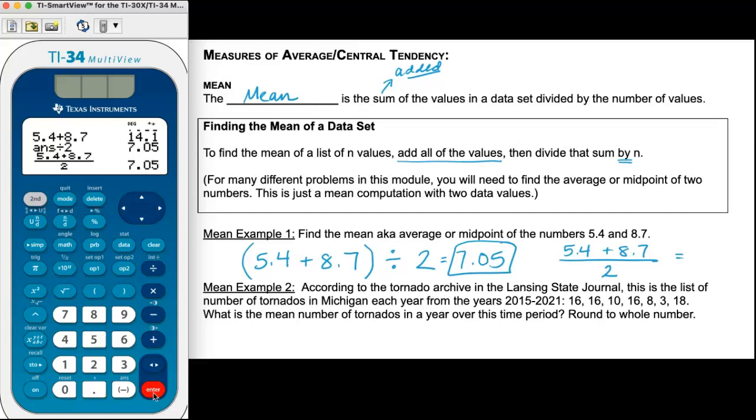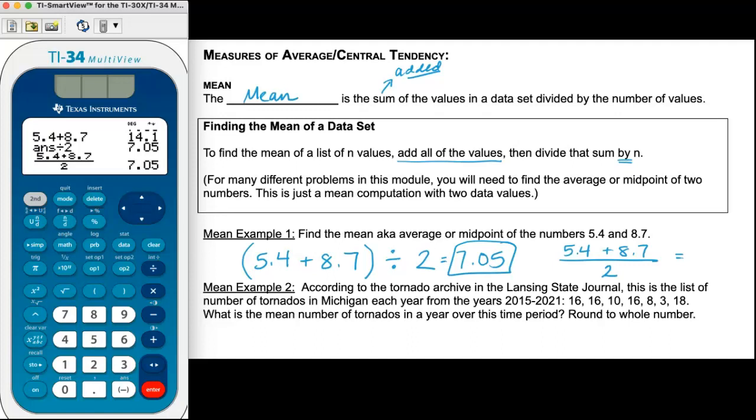Let's look at example 2. According to the Tornado Archive and Lansing State Journal, this is a list of number of tornadoes in Michigan each year from the years 2015 to 2021. What is the mean number of tornadoes in a year over this time period, round to a whole number?